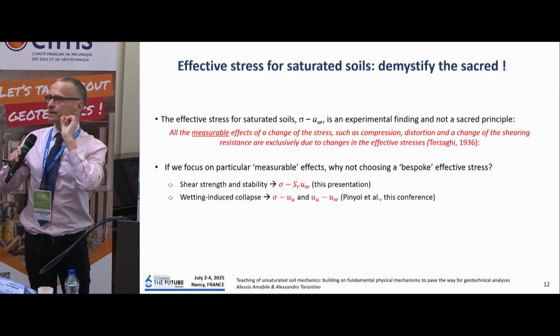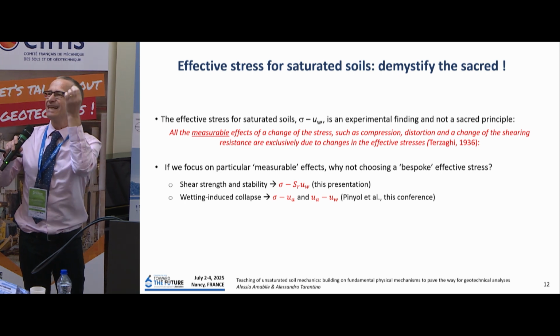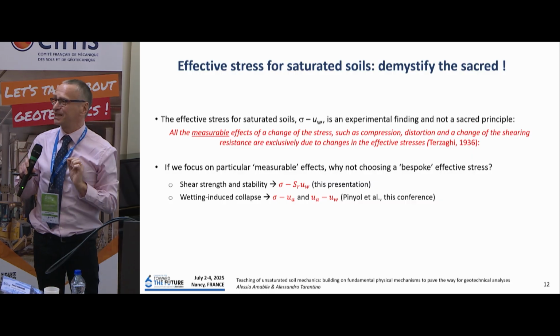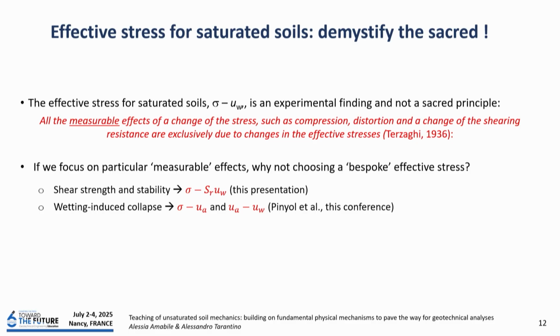So the effective stress is not a principle, is not a theory, it is an experimental observation, like the first and second principle of thermodynamics. So depending on the measurable effect we are looking at, we are choosing the effective stress of convenience. I'm going to talk here about shear strength and stability, and this is what I'm selecting. Nuria is going to talk about wet-induced collapse, and this is what she is going to use.